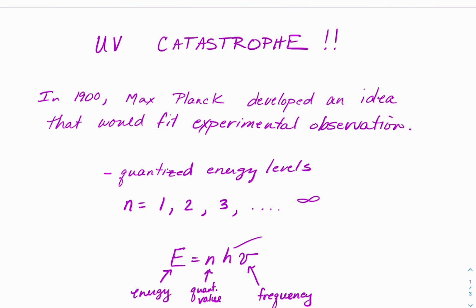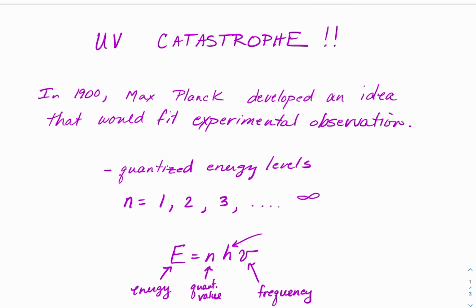And h is the constant that Max Planck was able to figure out and put into this equation so that it would fit experimental observations. We call this now, in his honor, Planck's constant. And this is also a value you should put in your toolbox: 6.626 times 10 to the minus 34 joule seconds.